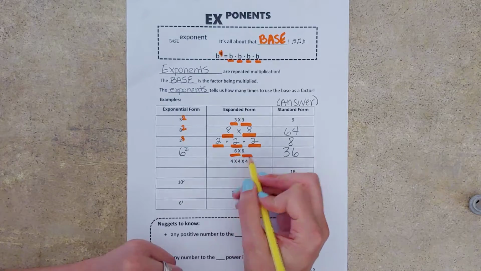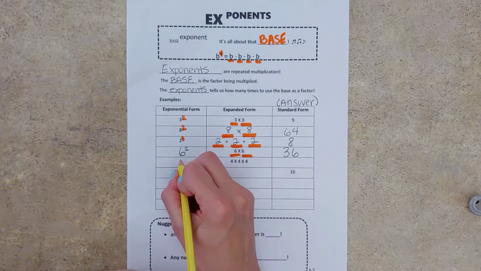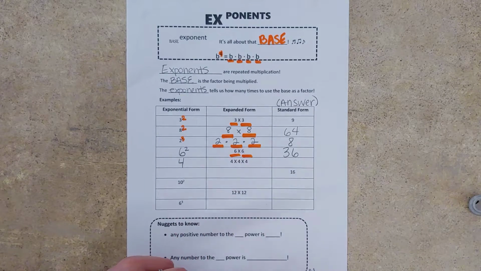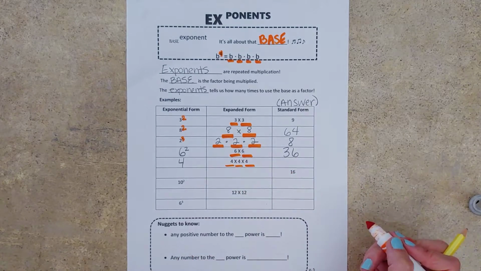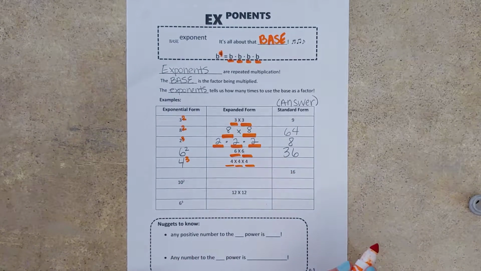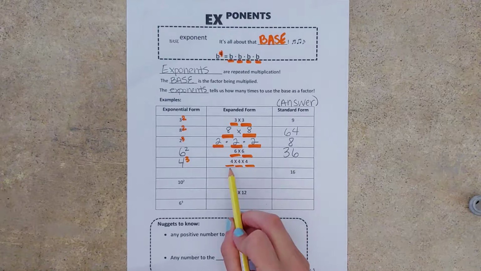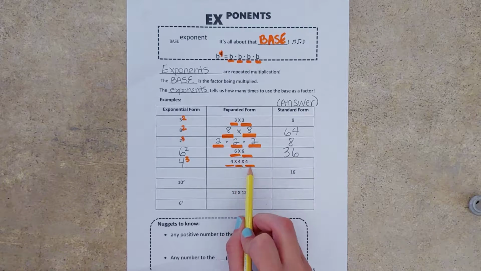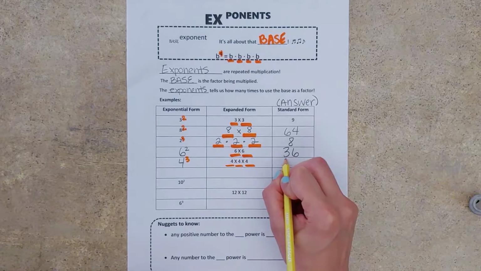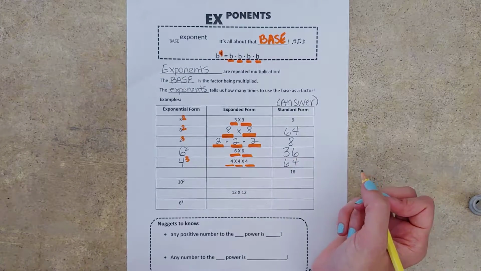4 times 4 times 4. My base is 4. It's the number that we see, the number that we are multiplying. And my exponent is simply how many times we multiplied it. 3 times. Then to get our answer, we just work out that multiplication problem. 4 times 4 is 16, and 16 times 4 is 64. And if you can't do it in your head, work it out, not a big deal.